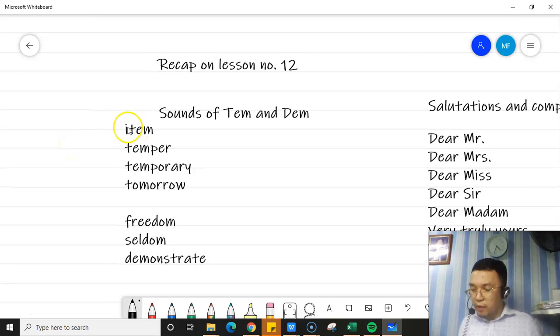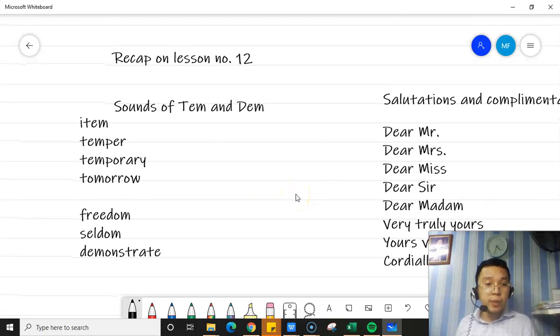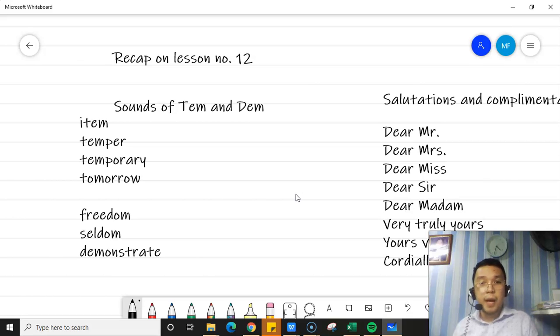In lesson number 12, we discussed the principles when it comes to the sounds of "them" and "them." So, how do we represent the sounds of "them"? It is a combination of the D symbol and an M symbol. However, to promote speed of writing, we have removed the angle between the D and M symbol. So, it becomes like this. Please be reminded that it should be at the full height of the writing.